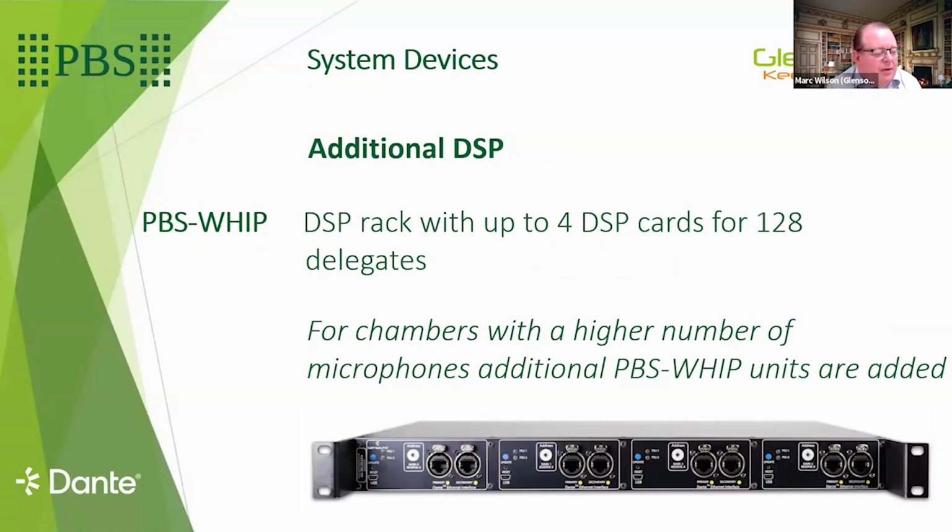The PBS whip, these are the additional DSP cards. So as we add microphones and we require further DSP, then we add PBS whips to manage the number of channels as they increase. So this is a 4-card rack, which we can populate with 1, 2, 3 or 4 cards as is required. And each rack fully populated can add another 128 delegates in the room on top of the provision that the master controller DSP has.